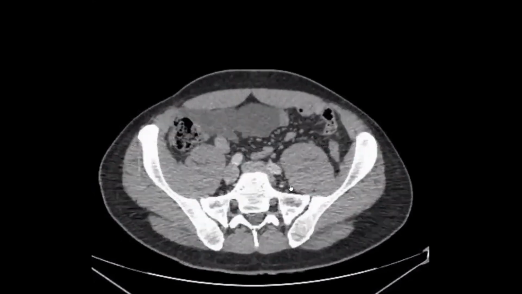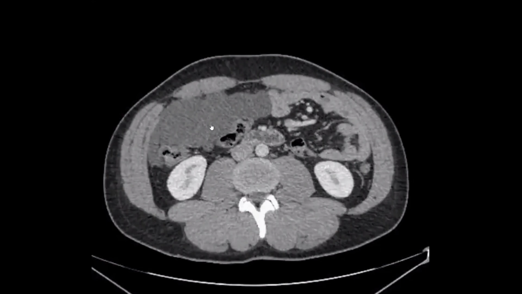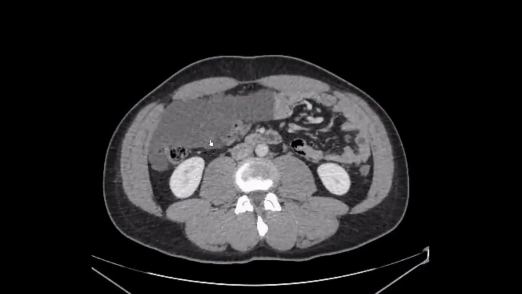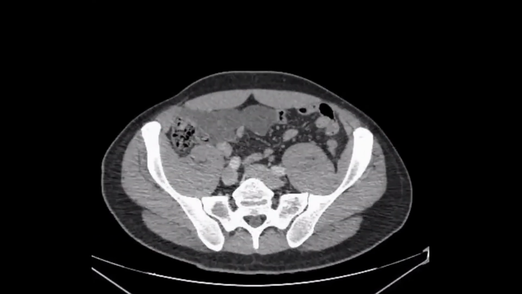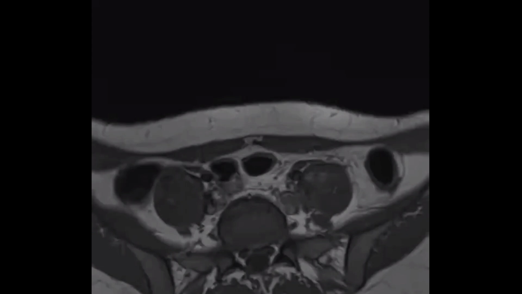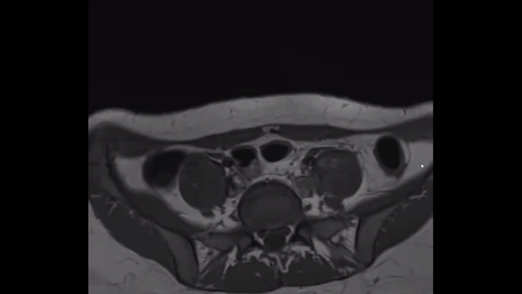This one is a benign entity, a benign tumor. And I think we have a multicystic mass with fine septations. We don't have any solid component, any enhancing solid component. So this one was proved to be multicystic peritoneal mesothelioma.